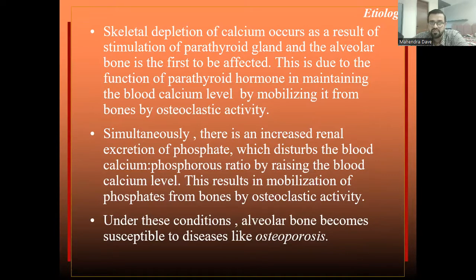The function of parathyroid hormone is to maintain the blood calcium level by mobilizing the bone through osteoclastic activity. Simultaneously, there is an increased renal excretion of phosphate, which disturbs the blood calcium phosphorus ratio by raising the blood calcium level. This results in mobilization of phosphates from bone by osteoclastic activity. Under these conditions, the alveolar bone becomes susceptible to diseases like osteoporosis.